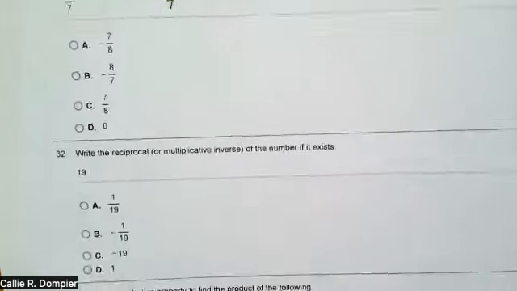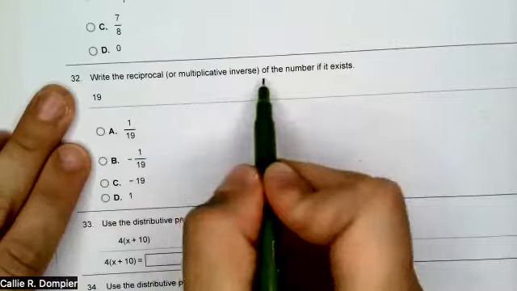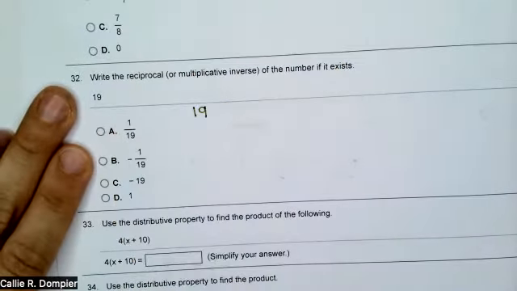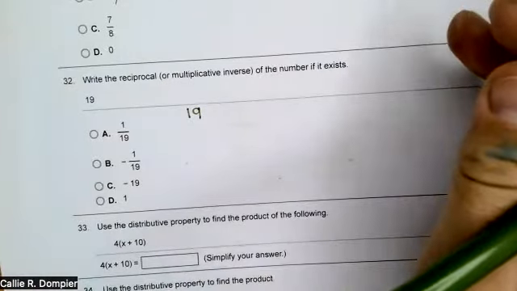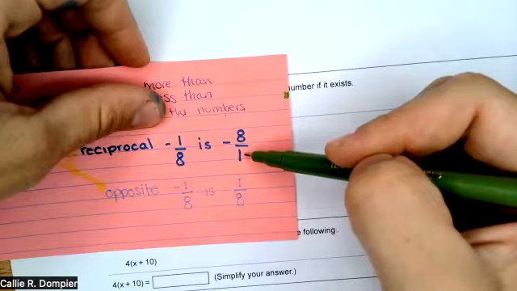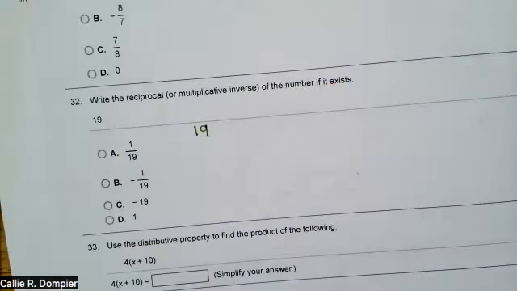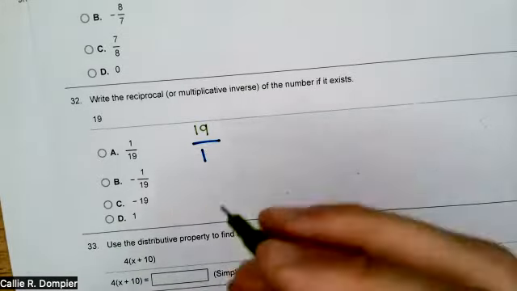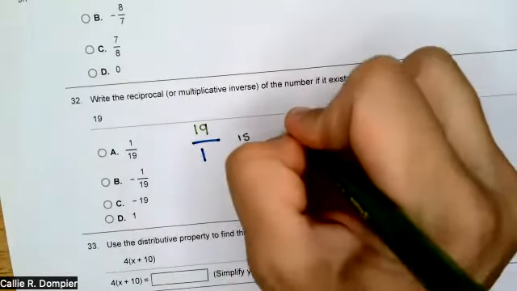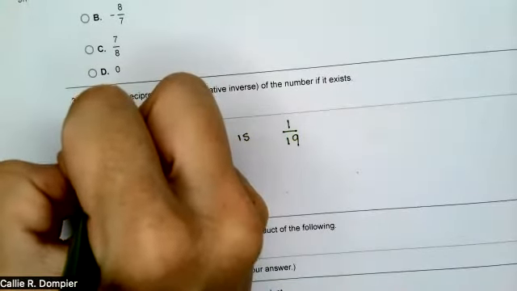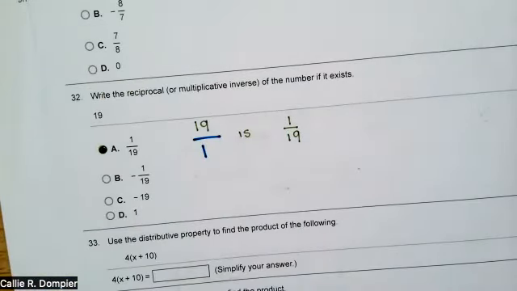Don't worry. Right, the reciprocal of the number 19, and I need to flip it, right? The reciprocal means I take whatever's on the top of the fraction and I put it on the bottom of the fraction. This isn't a fraction. So what I do first is I make it a fraction. And then I flip it. So it's not B because we don't change the sign, we just flip it. It's not C because we don't change the sign.